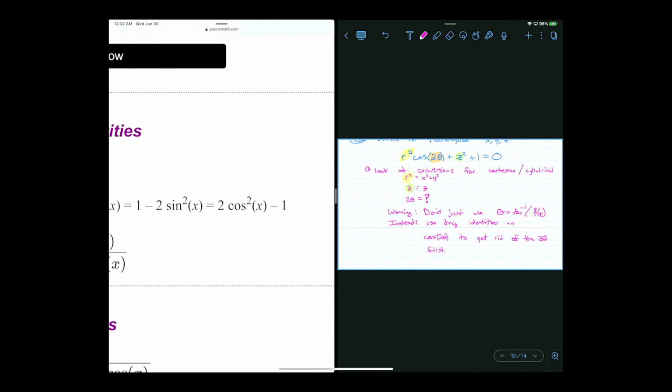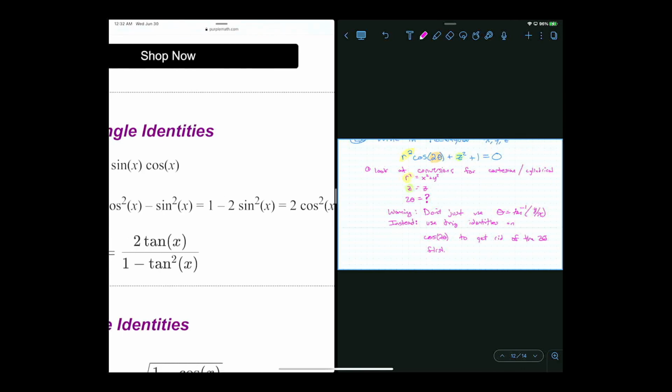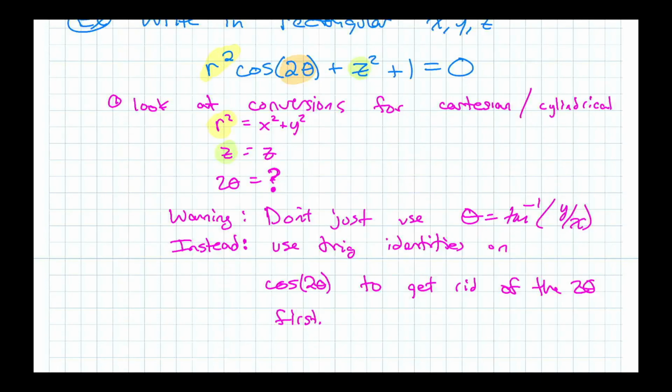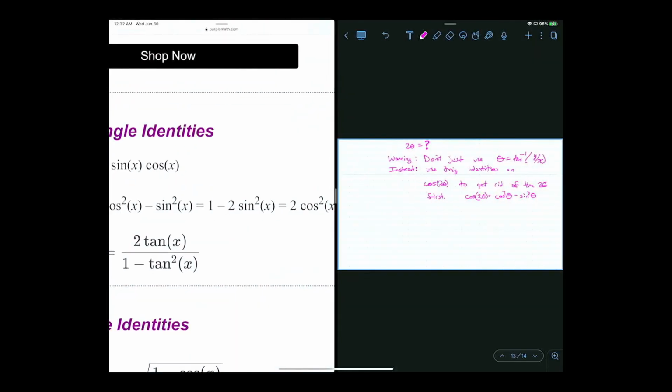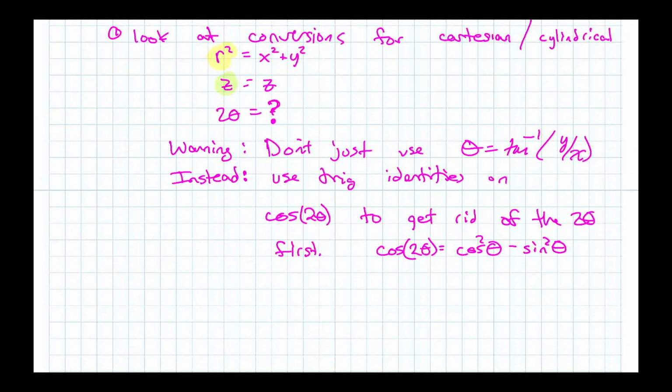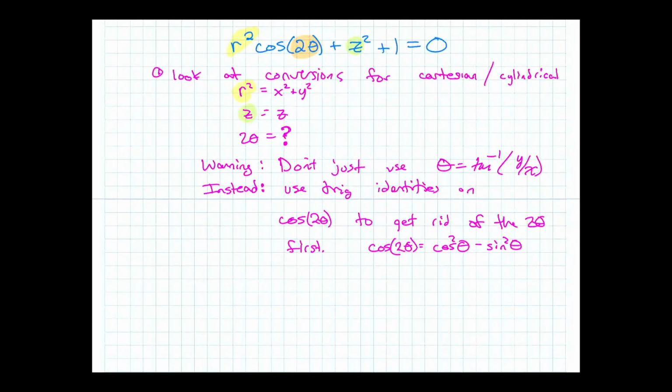So maybe I'm just going to use the cosine squared minus sine squared. Okay, so I'm just deciding. Maybe this is not the best one. I don't know. Cosine 2 theta equals, what was it? Cosine squared theta minus sine squared theta. Is that what it was? Yeah. So let's try that one. So we'll do that first on these.